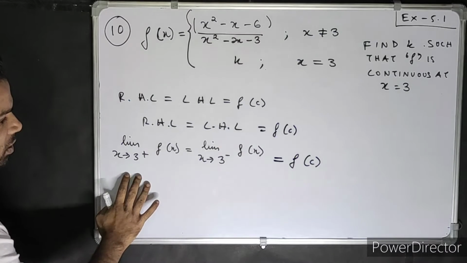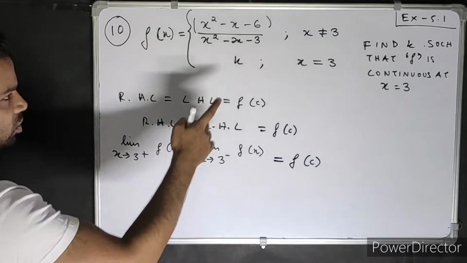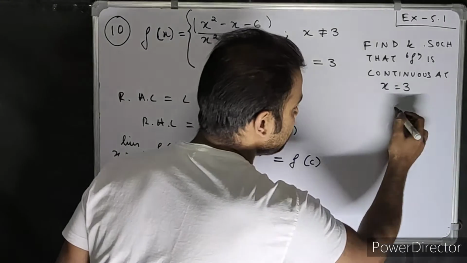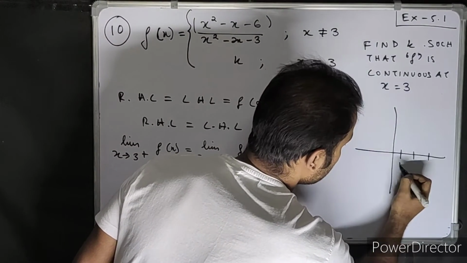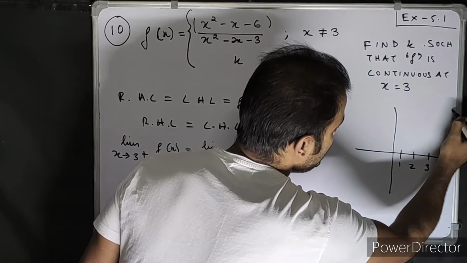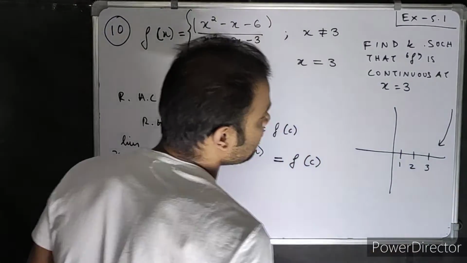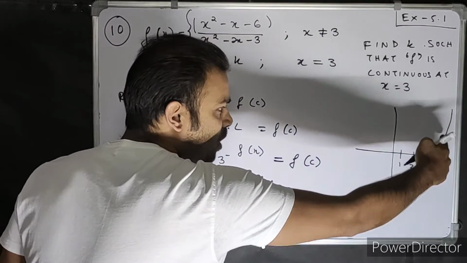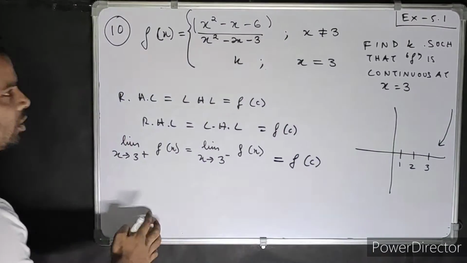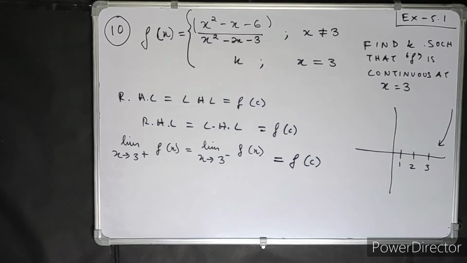This is not equal to 3 because it's approaching 3 from the right hand side. Let's say this is 1, this is 2, this is 3. So the graph is approaching 3 from the right hand side. That means it's not equal to 3, it's more than 3. So if it's not equal to 3, you will use this function.